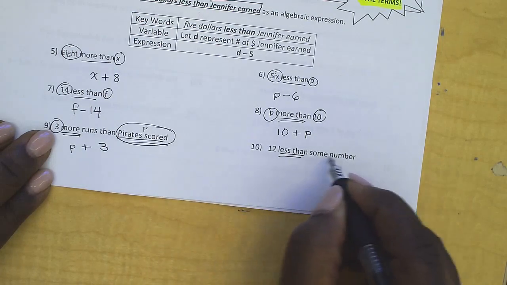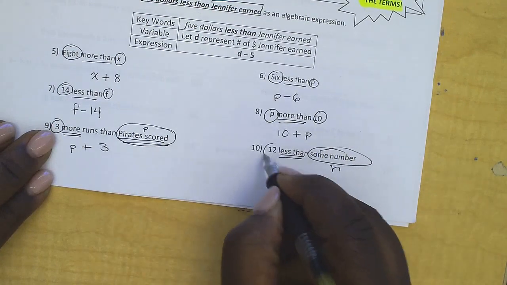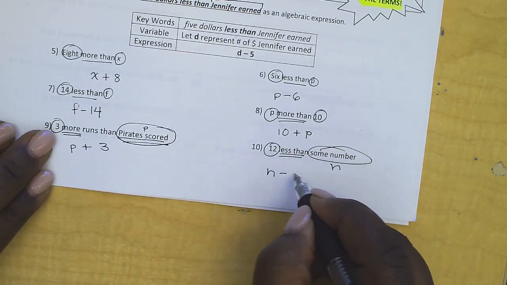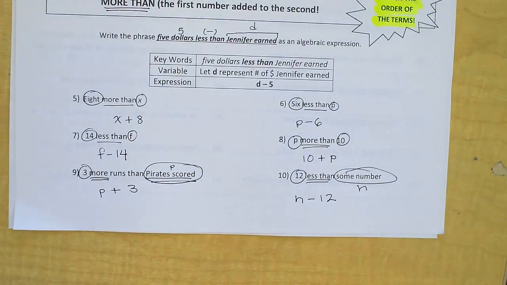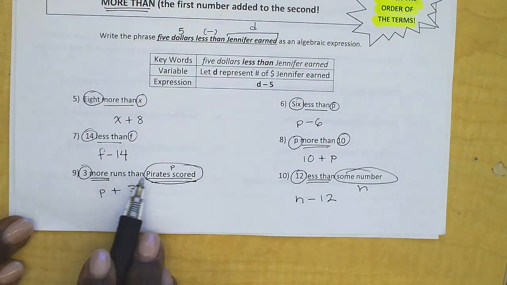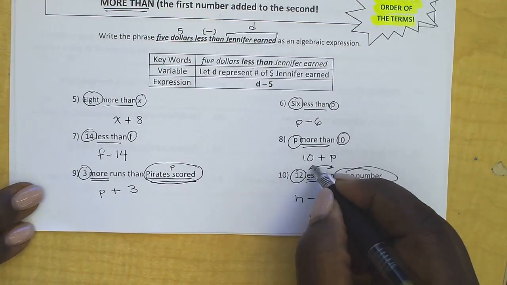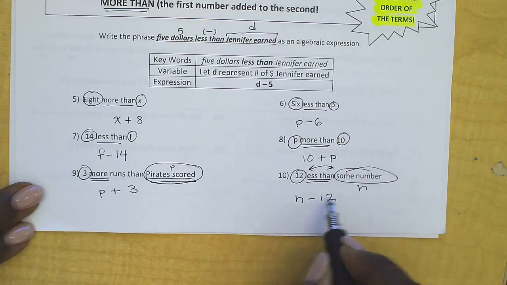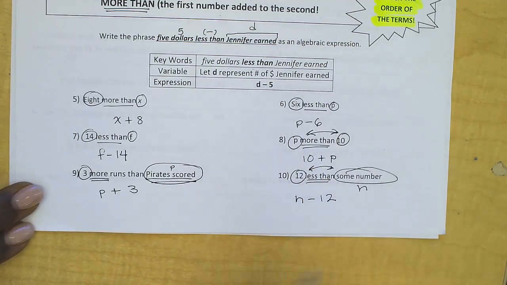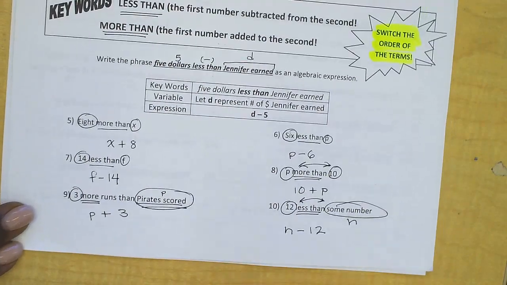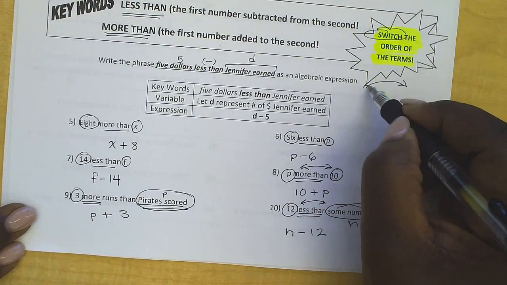12 less than some number. We're going to call that number N. So N minus 12. When you look at the words and you circle them like I have done, you can easily switch them. So you're going to do a switch. So n minus 12 here, same here on the previous ones. So always remember to switch. Okay?